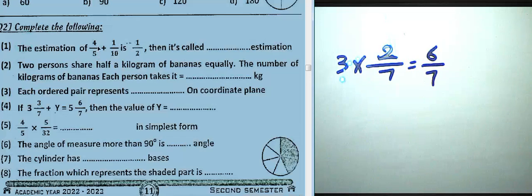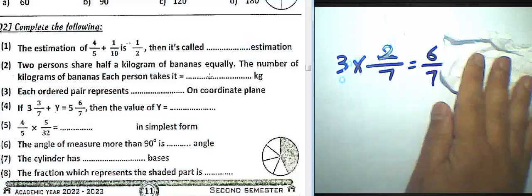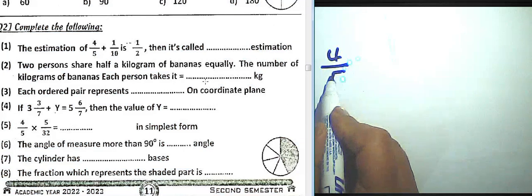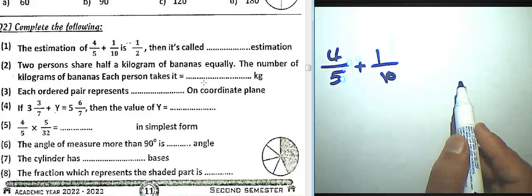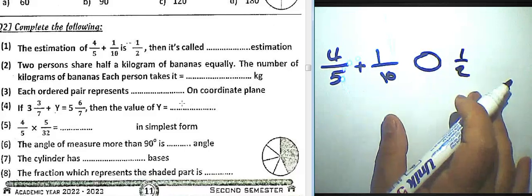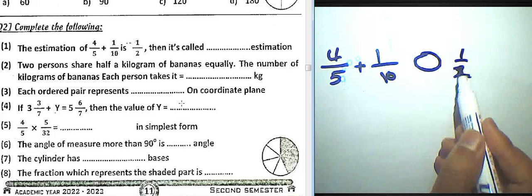The estimation of 4 over 5 plus 1 over 10 is half. Then it's called space estimation. You must compare between the actual number and the result. 4 over 5 plus 1 over 10, the estimation he gave us was half. We must compare between the actual number and the estimation. He gave us the estimation here.